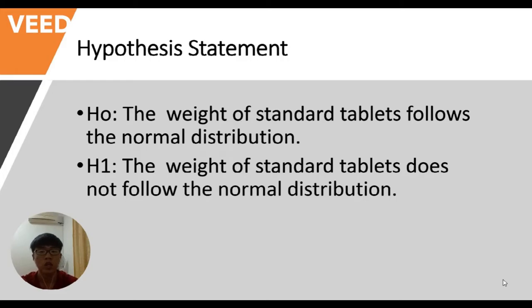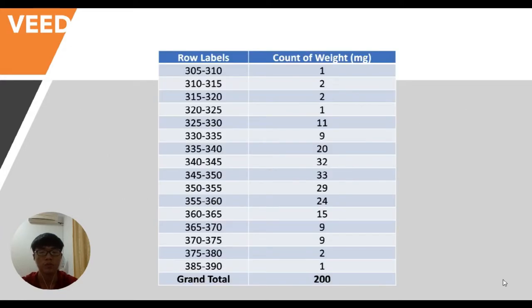For this question, we use the goodness of fit test to solve it. The goodness of fit test is divided into 4 parts, which are the hypothesis statement, test statistic, rejection rule, and conclusion. So first of all, for the hypothesis statement, we let H0 be that the weight of the standard tablet follows the normal distribution, and let H1 be that the weight of the standard tablet does not follow the normal distribution.